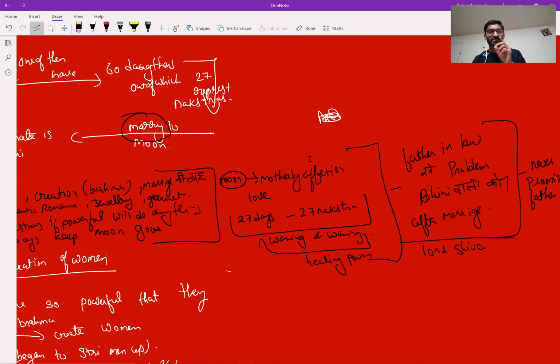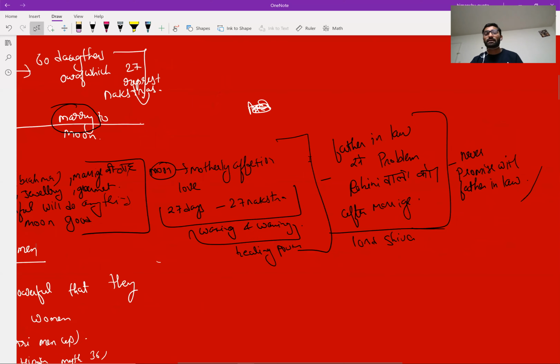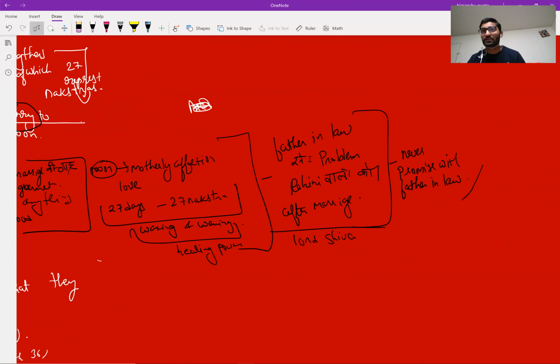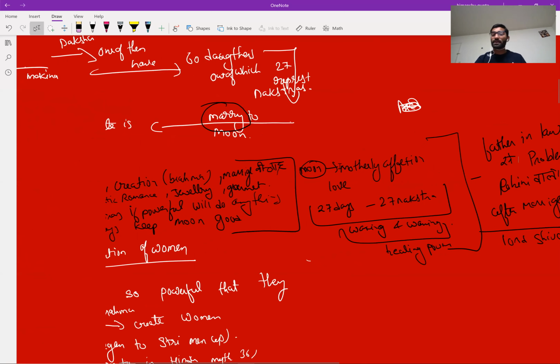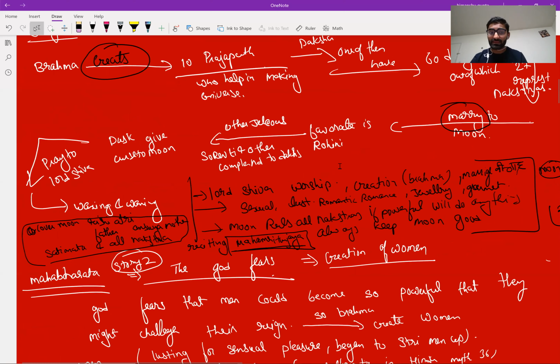Also, Rohini Nakshatra people should never make a promise to a father-in-law. If you make a promise, you should keep that promise. Otherwise, you will be cursed or something bad will happen to you. So never promise to your father-in-law or a mother-in-law in any form. So this is the extraction from the first story.